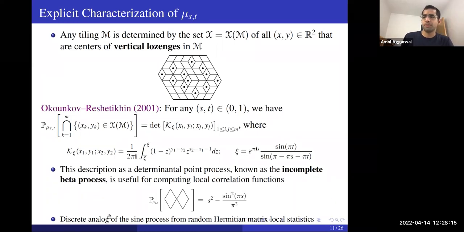Okay. So in particular, this is fairly useful for computing local correlation functions. And one example, which I can just show you a formula for, is that if I ask for the probability that there are two neighboring vertical tiles, the probability of that happening under this mu ST measure is (s squared minus sine squared(pi s) over pi squared). So this is some explicit formula. And for those of you who like random matrix theory, you might recognize this as a discrete analog of the sine kernel that arises in random matrix theory.